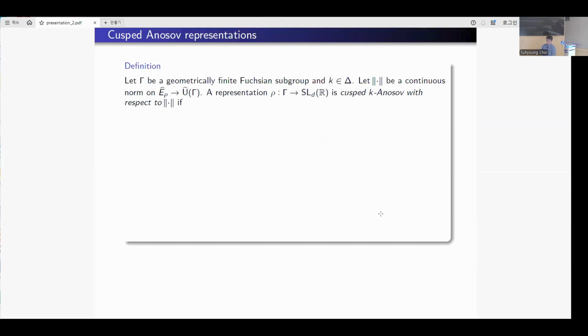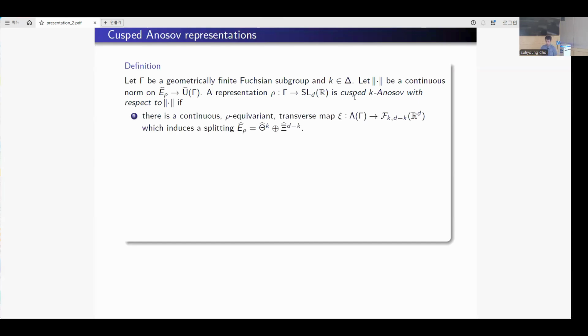Then I pick a continuous norm on E hat rho, over U hat Gamma. So what does it mean? This means that I want to pick a norm on every fiber of E hat rho, which is continuously varying as I vary on my base. Okay, I pick any such norm. Then I say a representation rho from Gamma to SL(d,R) is cusp P_k north-south with respect to this norm if the following conditions hold. First, there is a continuous rho-equivariant transverse map C from Lambda Gamma to F_{k,d-k}(R^d), which induces this splitting. So that's what we've been talking about for the last 5 minutes.